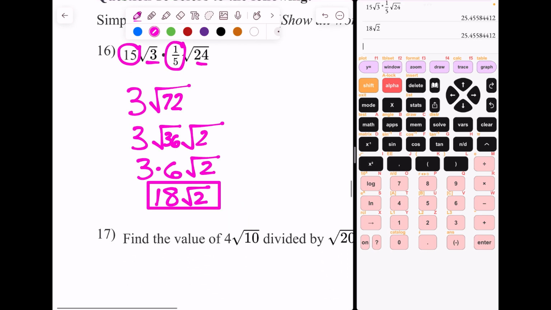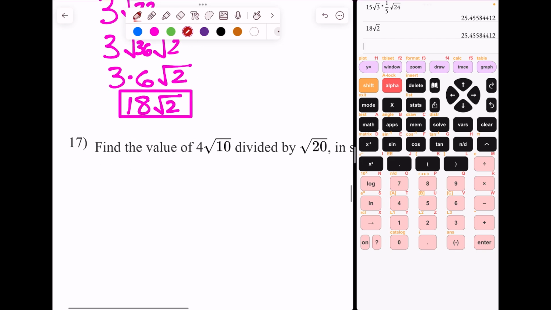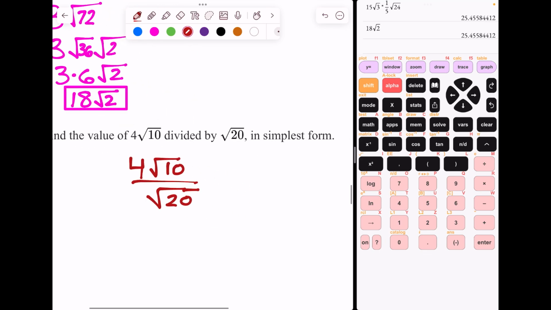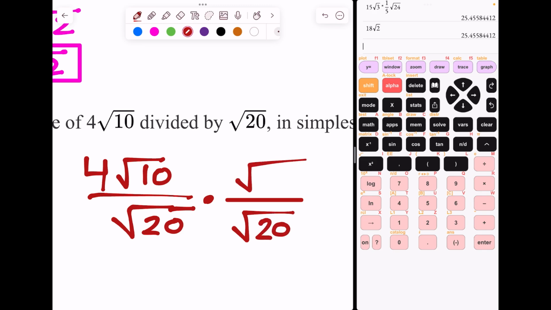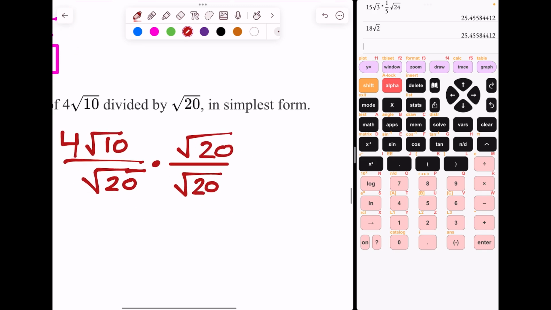All right, let's look at number 17. Find the value of 4 radical 10 divided by radical 20 in simplest radical form. If you remember, this is where we have to rationalize the denominator because we are not allowed to have a square root number in the denominator. So we are going to multiply the top and bottom by square root of 20.